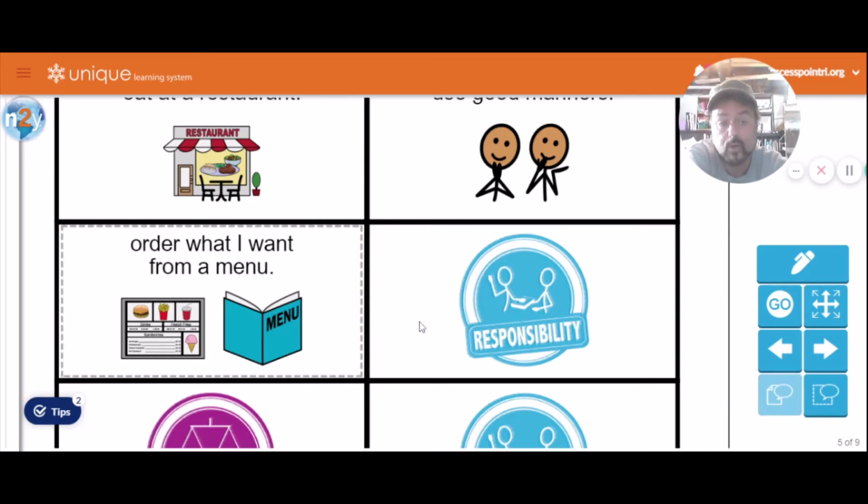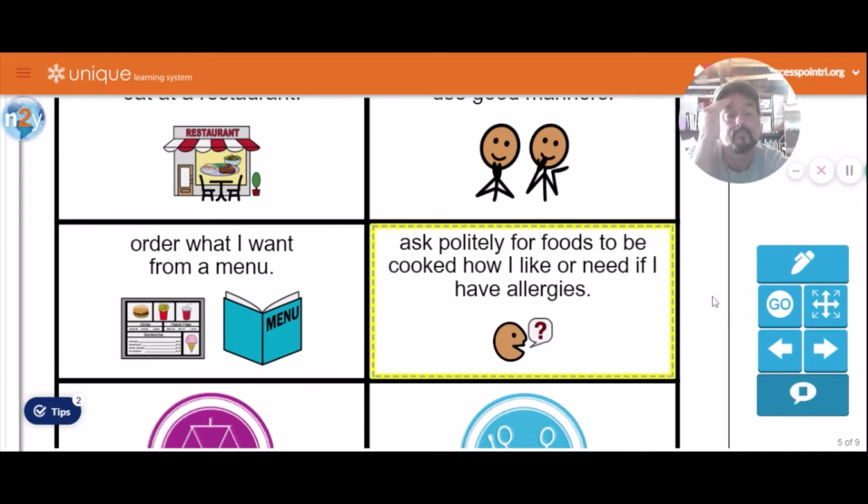You have the right to order what you want from a menu. Anything you want. But you have a responsibility to make sure you ask, like if you order a steak and you don't want it well done, you have the responsibility to tell them that you don't want the steak well done. You want it medium rare or medium or whatever. Also, if you have an allergy to foods, like if you're allergic to milk or dairy products, you have a responsibility to tell the server, "Hey, I'm allergic to dairy, so please don't put any dairy products in my food."